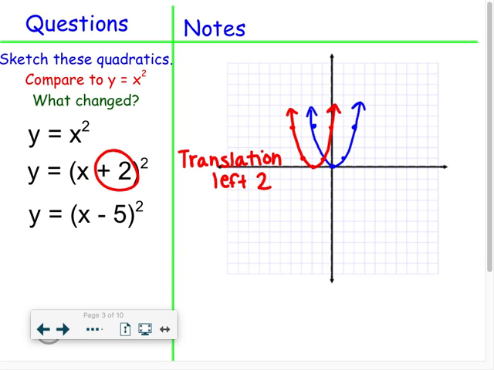It's easier to see on this one that they are the same size and same shape, because it's misleading when you slide a quadratic up or down. It's misleading how large it looks. So this one is a little bit better that way. So the -5 in parentheses is a translation again. And you should see on your calculator that this one goes to the right 5.